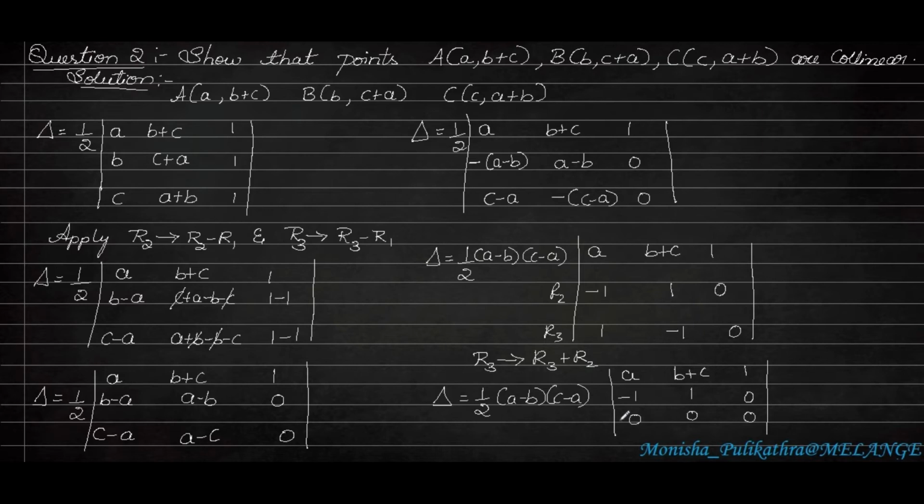In a determinant, if all the elements of any one row or any one column are completely 0, then the determinant will entirely become 0. So delta is half into a minus b, c minus a, times the determinant. Since here an entire row is 0, the determinant will become 0 itself. 0 into anything is 0, so delta will become 0. Since delta is 0, these points are collinear. These points are collinear, so this is the thing we needed to prove here. I hope you understood this.